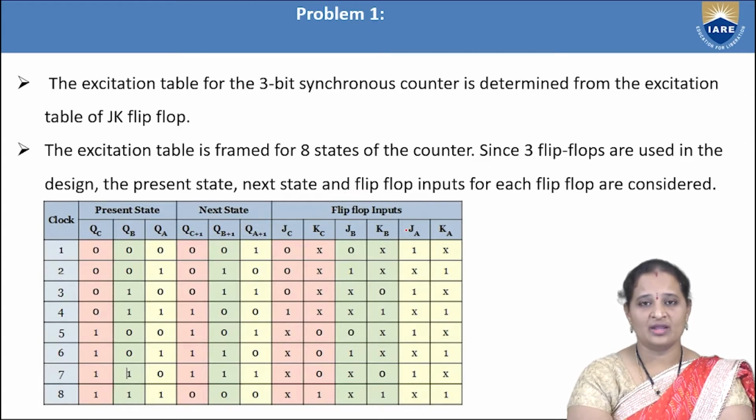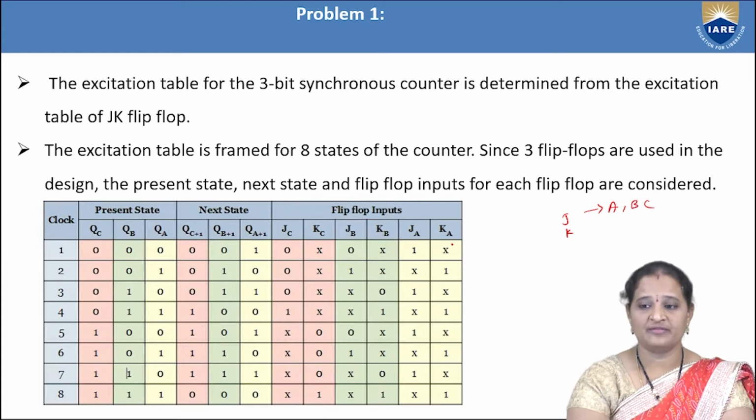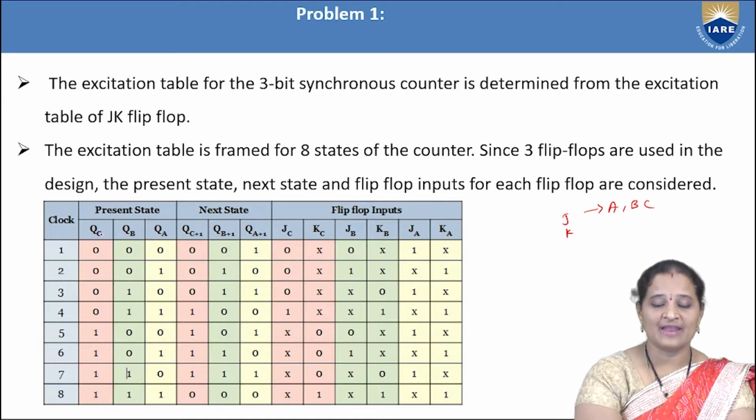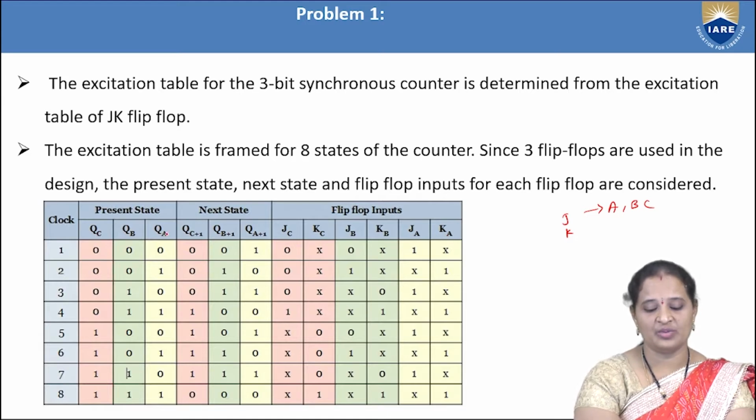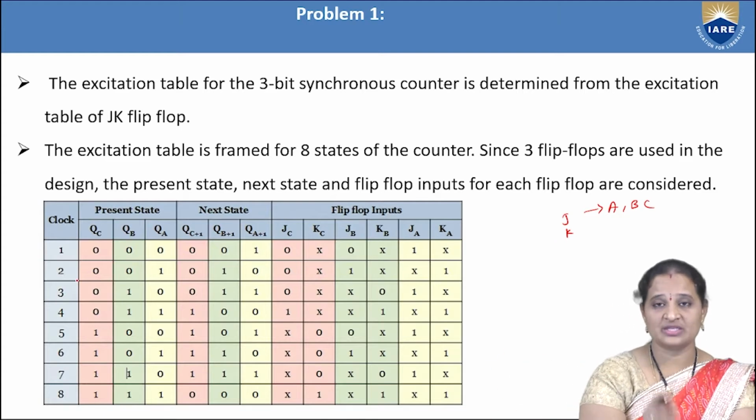As we all know, the number of flip-flops required is 3. As we are using JK flip-flops, each will have 2 inputs, J and K. As I'm using 3 flip-flops, I'm representing them as A, B, C. So the inputs required for the JK flip-flops are JC KC, JB KB, JA KA. These are the inputs of the flip-flops, and the outputs can be represented as QC, QB, QA. These are the present state, and the next states we are representing as QC plus 1, QB plus 1 and QA plus 1.